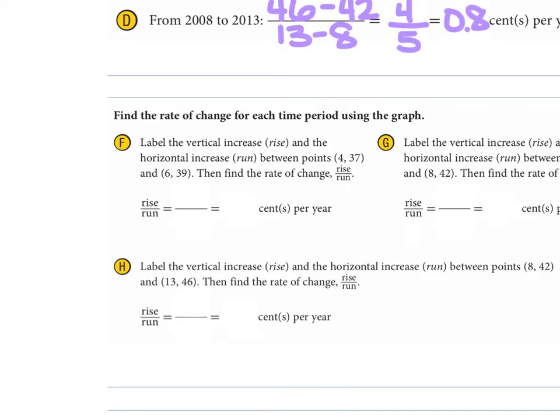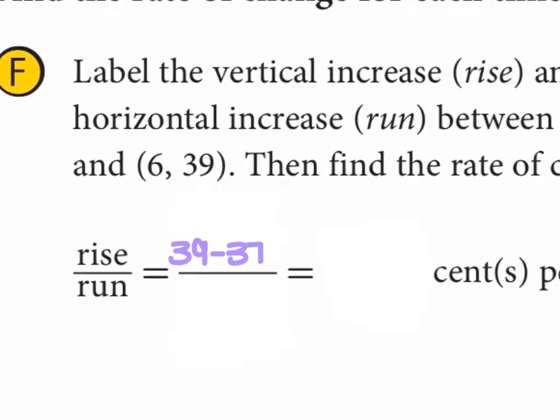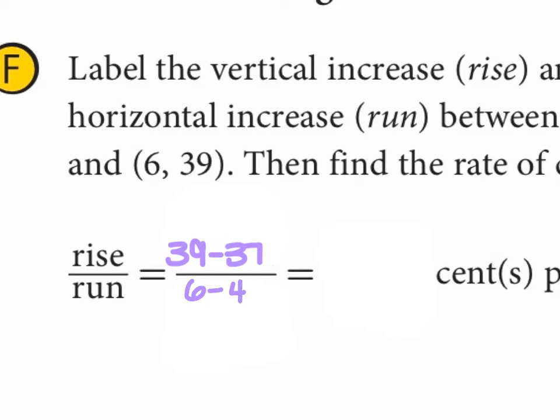If we look at the next example, F, it says label the vertical increase, the rise, and the horizontal increase, which is the run, between points (4, 37) and (6, 39) to find the rate of change or rise over run. So when you do this, you're going to do the 39 minus 37, and then you're going to have the 6 minus 4. The 39 minus 37 is 2, and the 6 minus 4 is 2, which is equal to 1. So 1 cent per year.